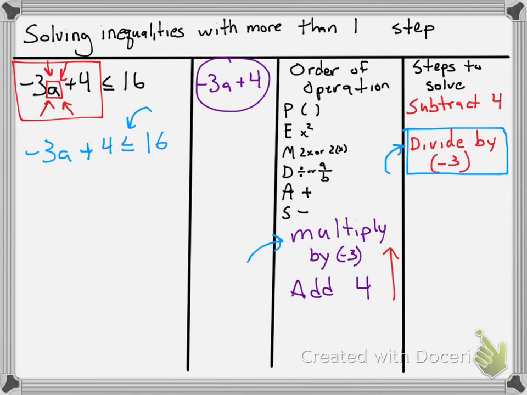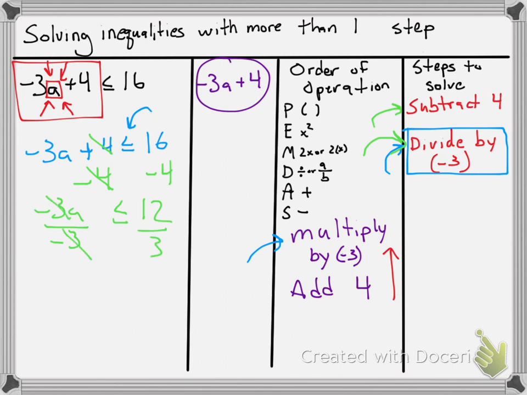So our first thing we're going to do, which I'll do in green, is subtract 4. So we're going to minus 4 from both sides. Once we do that, our negative 3a comes down, 4 minus 4 equals 0. We could have put a plus 0 here, but we normally just leave it as it simplifies out to 0. And we have our less than or equal to, and 16 minus 4 is 12. Then next on our list, we have divide by negative 3, so we're going to divide both sides by negative 3.